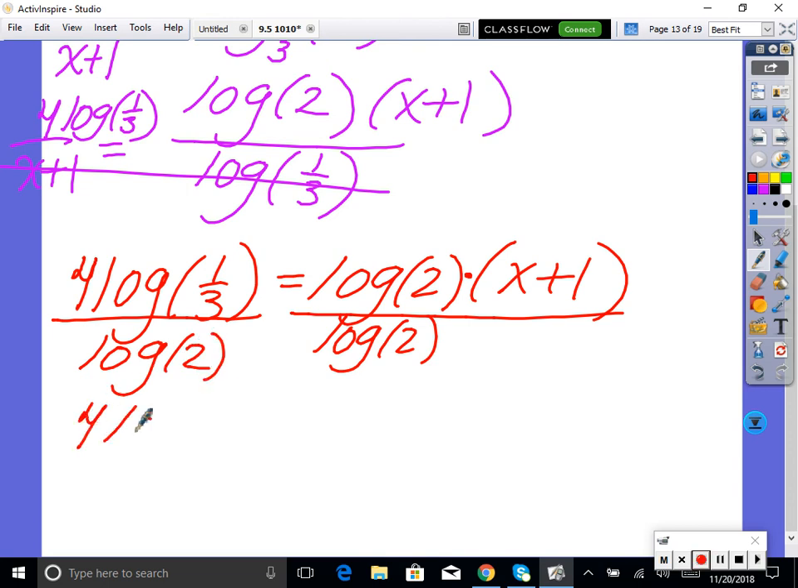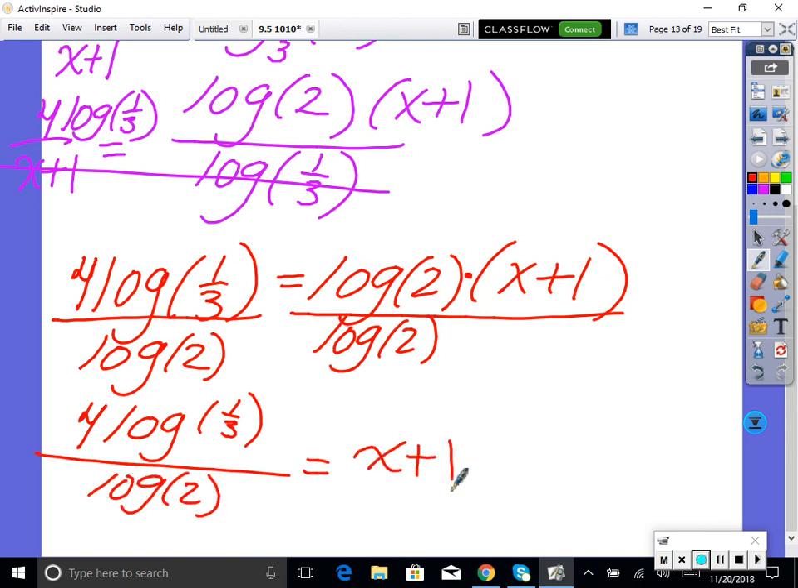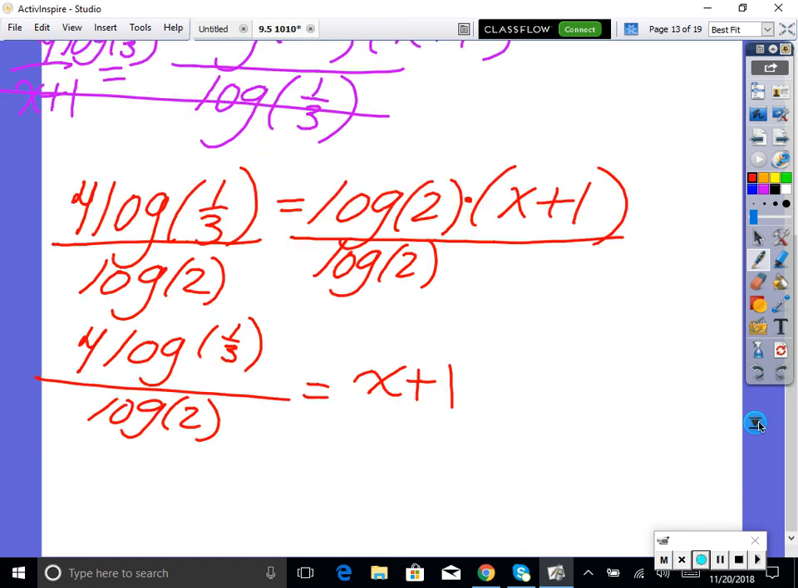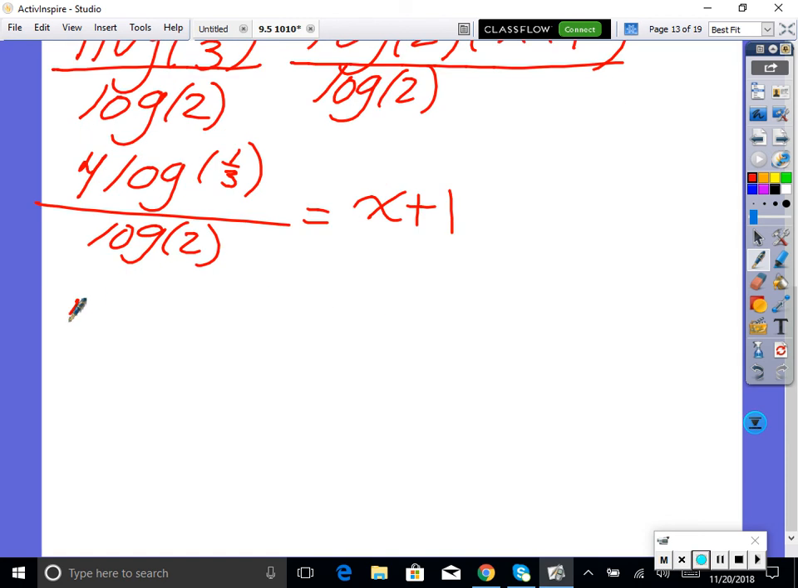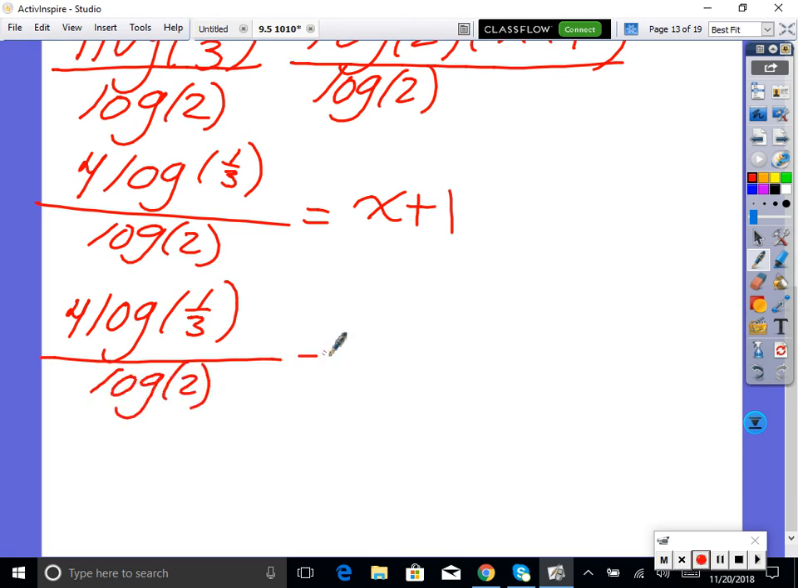So now I have 4 log of a third divided by log of 2, and then we have equals x plus 1, and then we literally have one last step. Minus 1? Okay. Here we go. 4 log of a third divided by log of 2, and then after that minus 1 equals x. The hard part would be typing that into your calculator, right? So I think you should try it real quick.